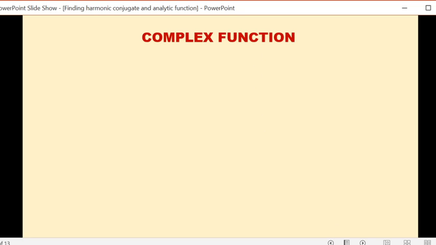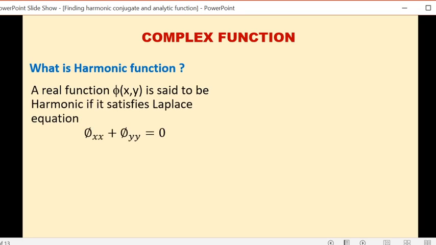Today we'll be seeing the third type of problem. Now, before seeing the third type of problem, there is one concept that we need to understand. Okay, so let us see what that is. We have seen what is an analytic function. Now we are going to see one more type of function, and that is harmonic function. Okay, let us see the definition.